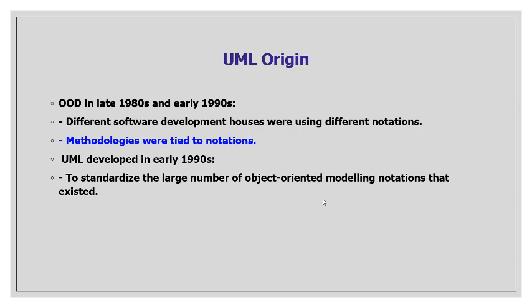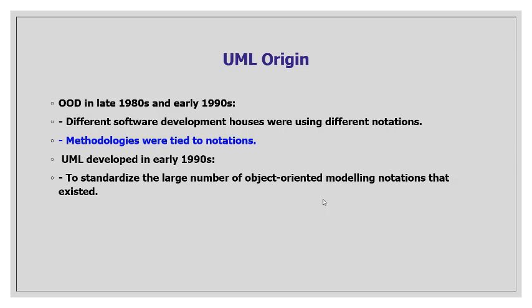Now, the origin of UML. In the late 80s and early 90s, there were several object-oriented design techniques and notations. Many of these had become extremely popular and were widely used, but the notations they used and their specific design paradigms were different from each other in major ways.